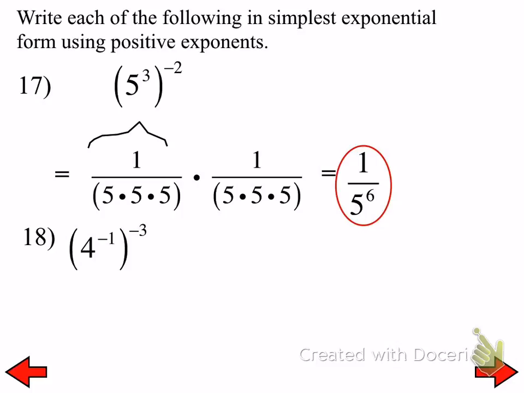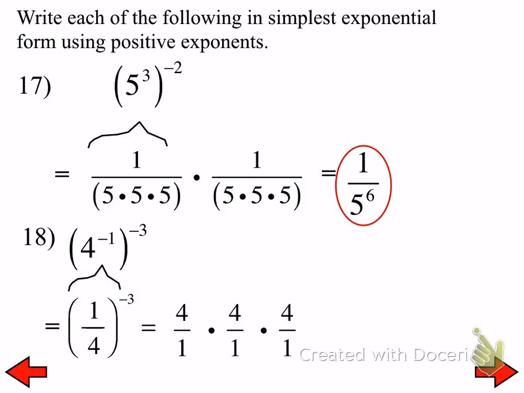Number 18. Inside my parentheses, I have a negative exponent. I get rid of that by finding the reciprocal. I still have a negative exponent outside of the parentheses. I need to get rid of that negative exponent, make it positive. And I do that by, again, finding the reciprocal. So this should be 4 to the third power. So make sure you have that correct.